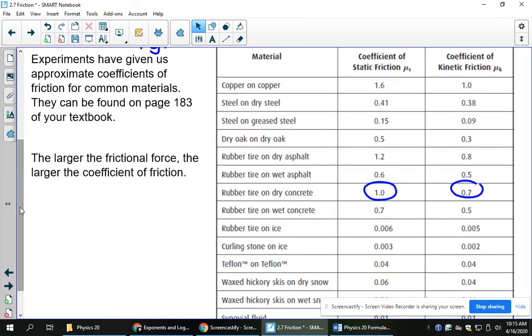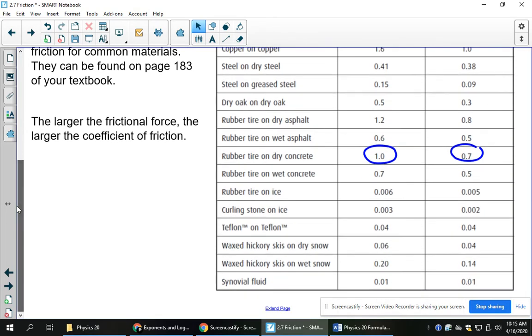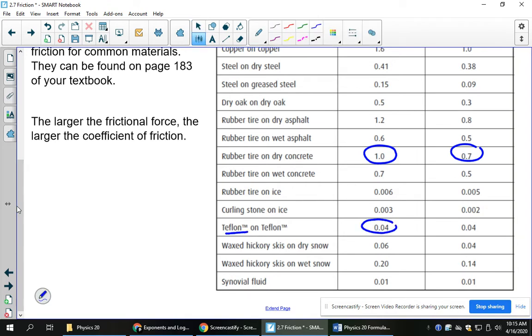The larger the frictional force, the larger the coefficient of friction. So something that's really slippery, like Teflon. Teflon is basically your non-stick cooking surfaces, like your frying pans. Those have really small coefficients of friction because they're really quite slippery. Something with a bigger coefficient of friction, like a rubber tire on dry asphalt, is going to be important because we don't want to slip around on dry asphalt when we're driving on it. So you can see why we pick some of these things for our everyday materials for cars, for instance, or cooking implements.